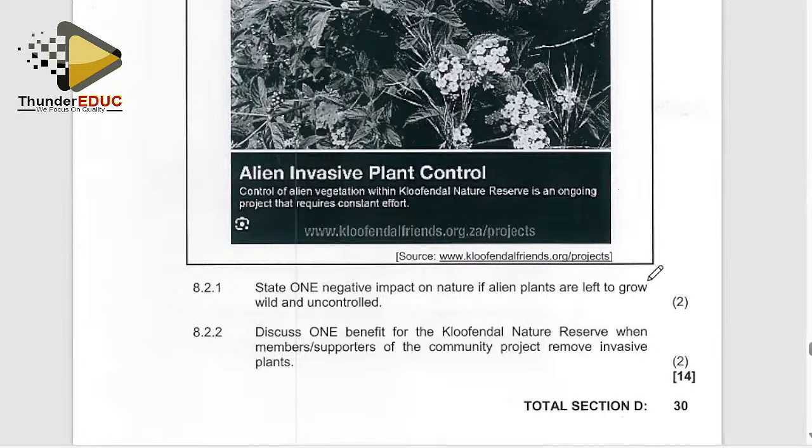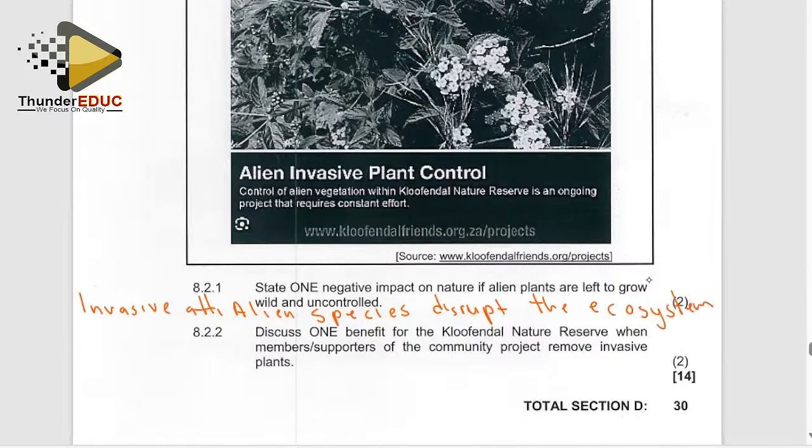8.2.1 State 1 negative impact on nature if alien plants are left to grow wild and uncontrolled. So this results in so many problems. The negative impact of uncontrolled invasive species: invasive alien species disrupt the ecosystem. That is the first point.